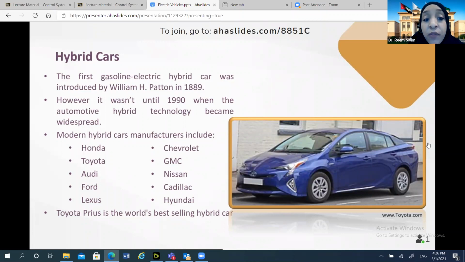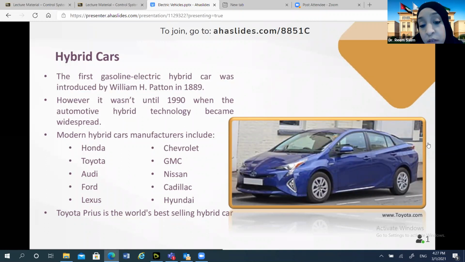However, until 1990, which is just recently, around 20 years ago, this car did not take off, and we didn't have mass production of such hybrid cars. But after 1990, we started to have mass production of these cars, and they became widespread, and many modern car manufacturers started to produce them, like Honda, Toyota, Nissan, Cadillac, Lexus, etc. I'm putting examples of some of the famous manufacturers that keep producing hybrid cars until today.